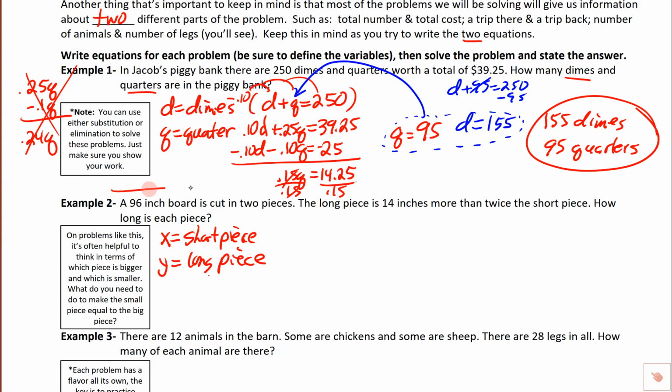board. We had this 96-inch board, we cut it in half. We've got x over here, we've got y over here. If you were to add those together, you'd have 96 inches again. So we've got x plus y is equal to 96.